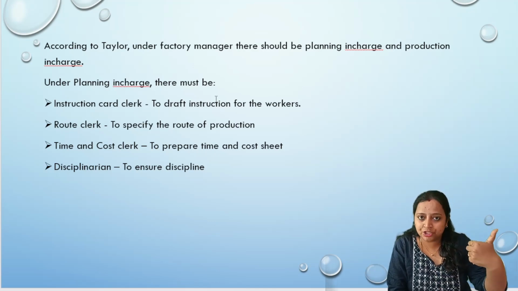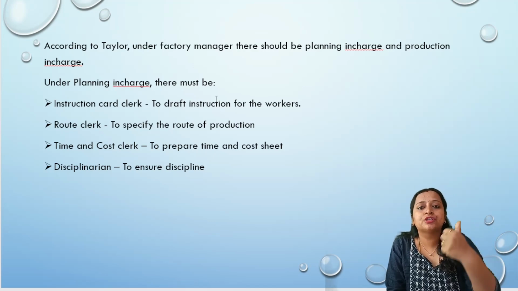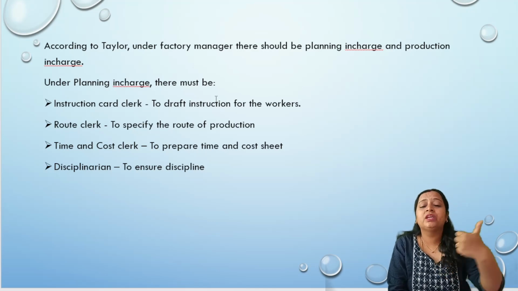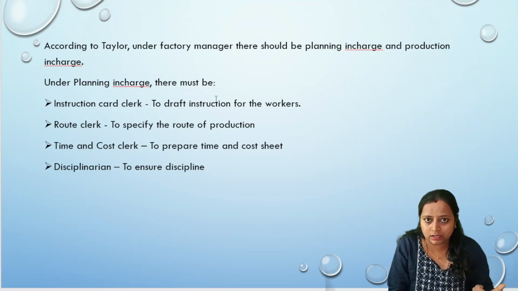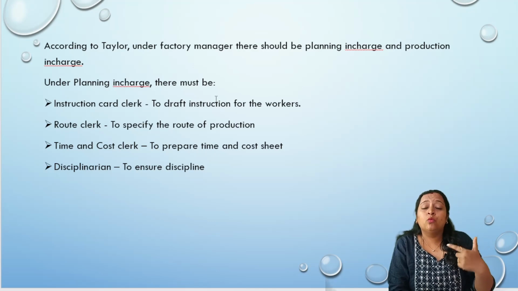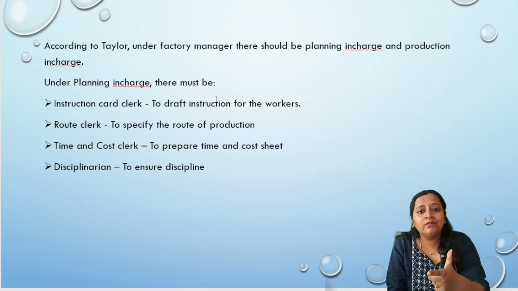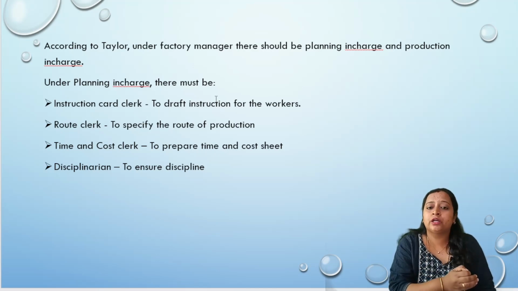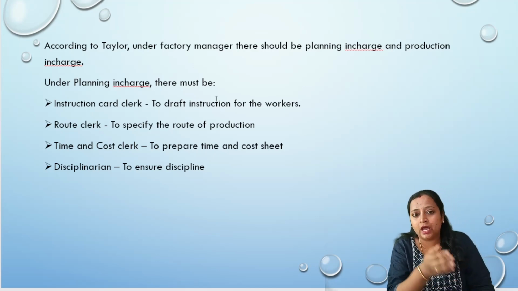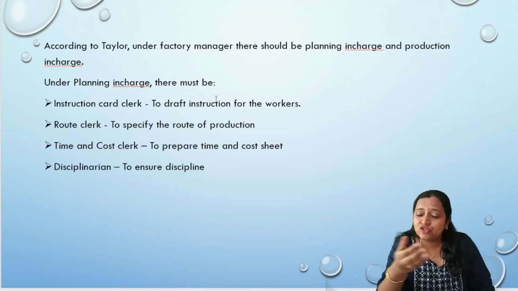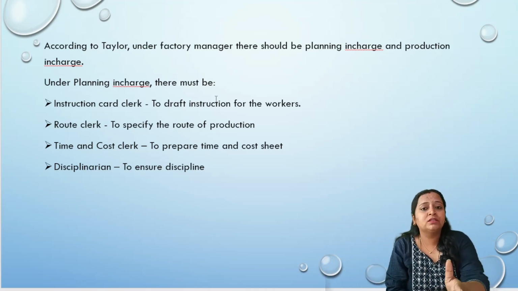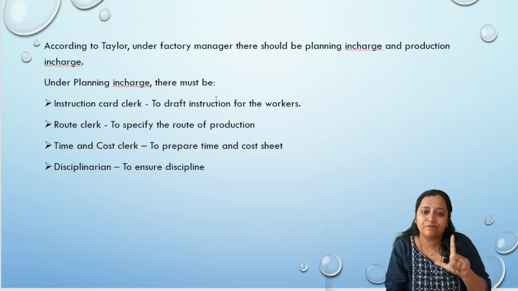One is the instruction card clerk. What will he do? He will just give the instructions to the workers on how to perform the work. Those instructions will be given by this instruction card clerk. Okay. Route clerk. What will this route clerk do? He will give the route of production. First, which product should be produced, how it goes from semi-finished to finished, and what processes you have to do for the production. This information will be given by this route clerk. He will give you the route of production.